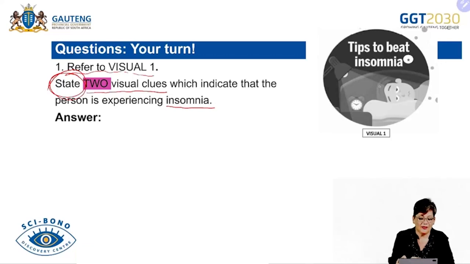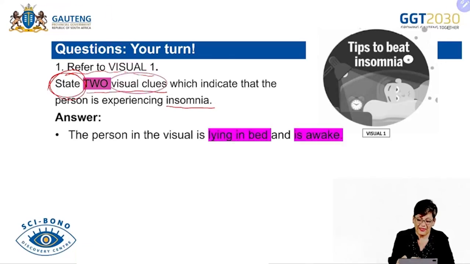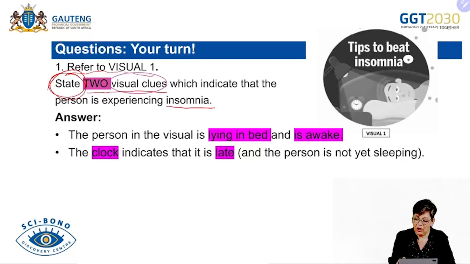Yes, I'm sure you got it. Let's look at it quickly. Right, remember it's visual clues. Now, first of all, the guy's lying in a bed. You can see that. But he is awake. Obviously, he can't sleep. Another thing is, we have a little clock here. Can you see the clock? A clock indicates that it's quite late. But the guy is still not sleeping.